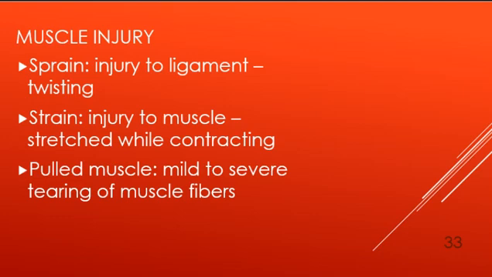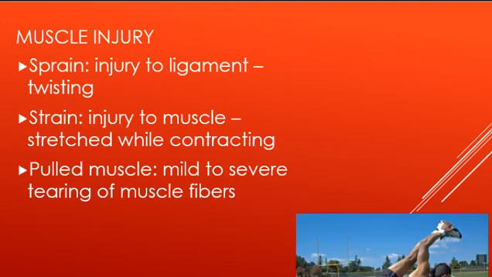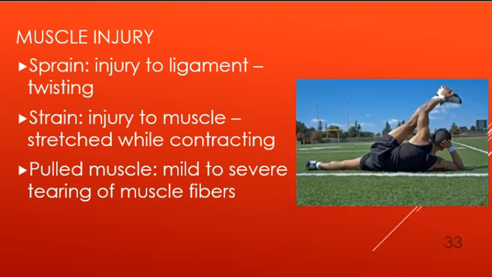A strain is injury to the muscle. It means that if you overstretched it while it was contracting. And then a pulled muscle would be a mild to severe tearing of muscle fibers. That's why it's important before you work out or anything to do some stretching, get those muscles ready to be moving so you don't do that.